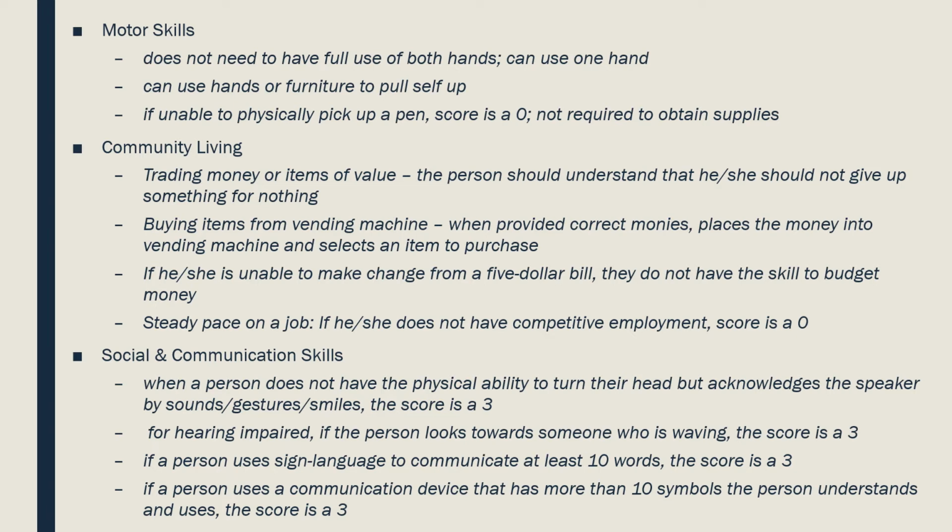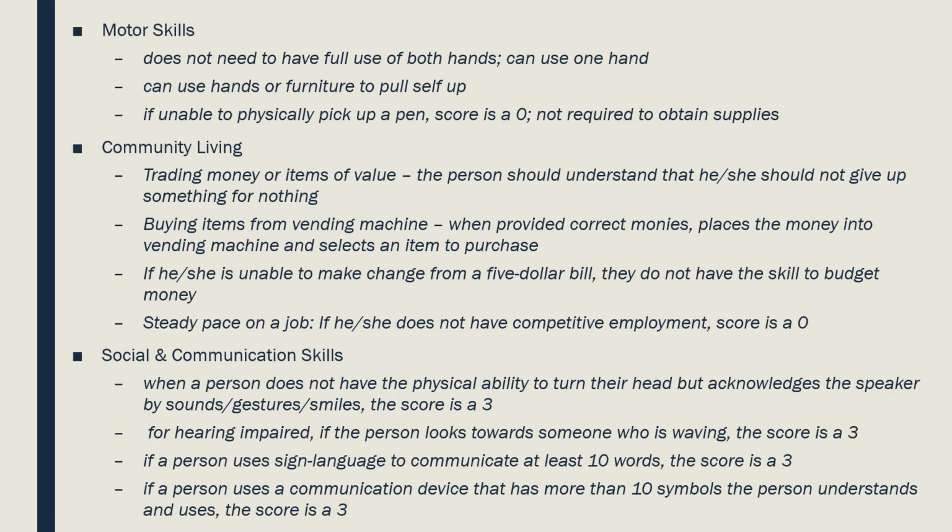Some additional considerations in each area of the ICAP when looking at motor skills. They do not need to have full use of both hands. One hand can be utilized. They can use hands or furniture to pull themselves up. If they are unable to physically pick up a pen, the score would be a 0. They are not required to obtain supplies.